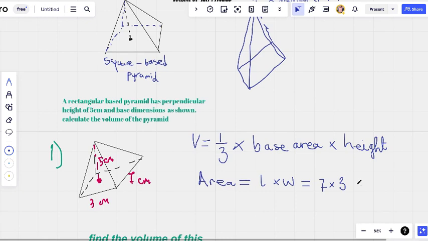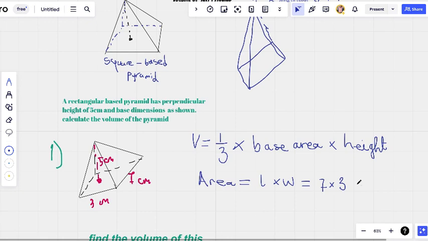Now, having found the base area of the pyramid, the next thing to do is to calculate the volume. Volume is 1 over 3 times A, where A is the area of the base, whatever base it is. You have to calculate the area of that base first, times height. So this is the formula for the volume of a pyramid.